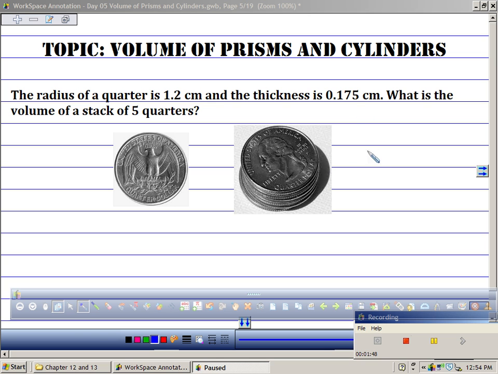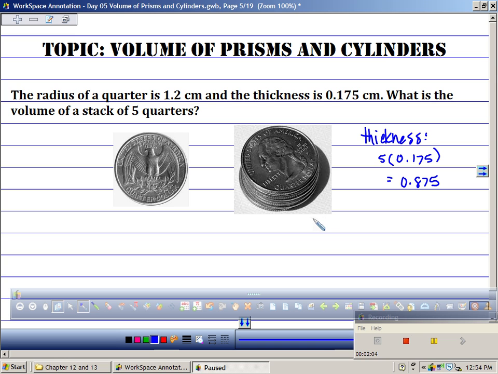Perfect. So 5, the thickness would be 5 times 0.175, correct? Which equals 0.875. That tells me how tall this is, correct?